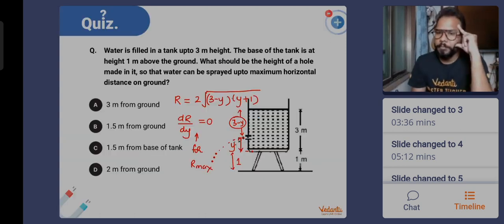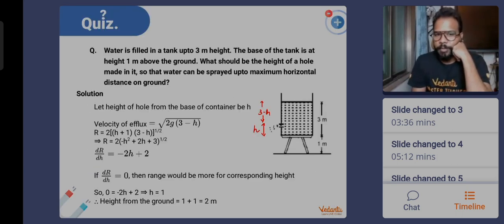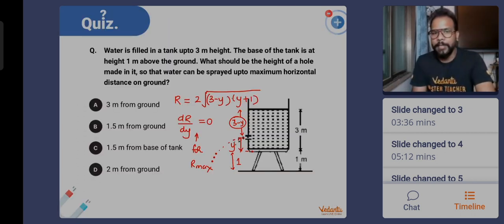So let's see. The correct answer to the question is 2 meters from the ground. That is option D. And let's see how this happens. We are going to differentiate this value. Velocity of efflux is going to be root of 2g(3 minus h), we all know that. And R is going to be 2 root of (h plus 1)(3 minus h). This is the part that I gave you already.